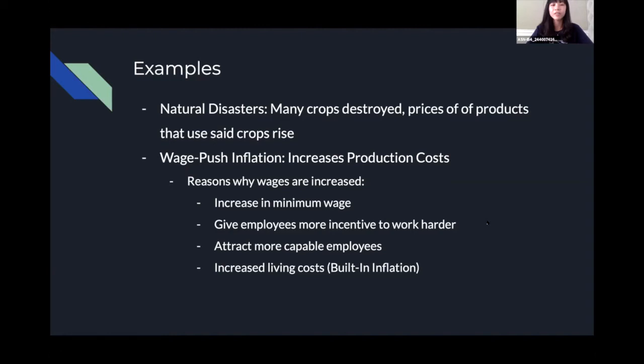And there are many reasons why they might increase the wages. Some of them are because of the increase in minimum wage, or to give the employees incentive to work harder, attract more capable employees if the industry is doing well, or the increase in living costs, which is built-in inflation, which is basically a spiral of inflation.